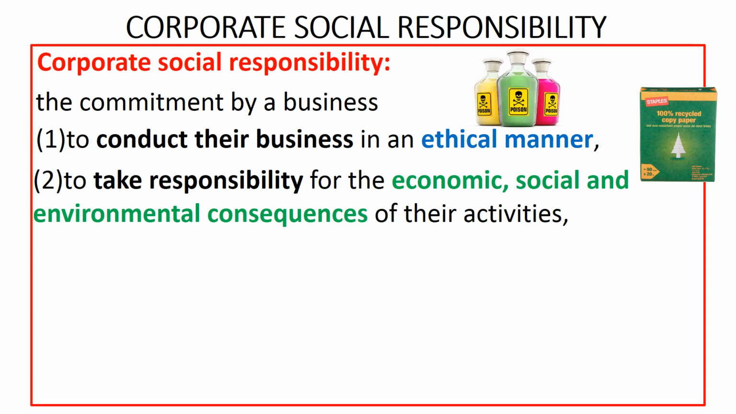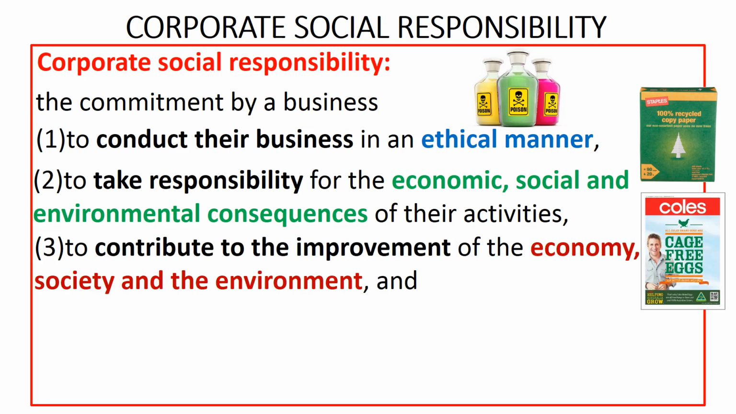The third part to the definition of corporate social responsibility is that it's a commitment by a business to contribute to the improvement of the economy, society, and the environment. A business which acts in a socially responsible manner does more than just comply with its legal obligations. There are a number of laws that are designed to protect the economy, society, and the environment. For example, there are laws that prohibit false advertising, laws that prohibit the sale of drugs, and laws that prohibit the pollution of the environment. All businesses have to comply with these laws. However, a business that acts in a socially responsible manner will go beyond these legal requirements.